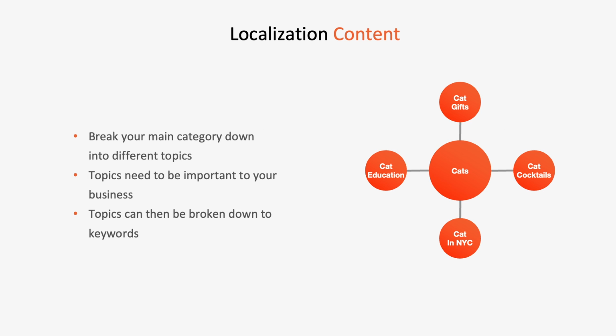I want you to break your main category down into different topics. For example, if it's cats, it would be cat education, cats in New York City, cat cocktails, cat food, old cats, young cats, gray-haired cats, cats having babies, all this kind of stuff. So the more detailed you get, the better you're going to rank, because it shows Google that you're an expert and you have the authority in the space because you're breaking down each of the topics that are really important to people.